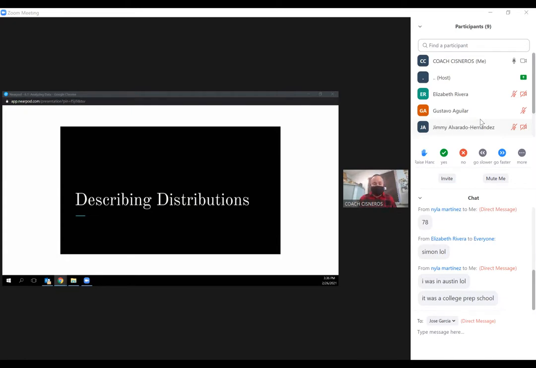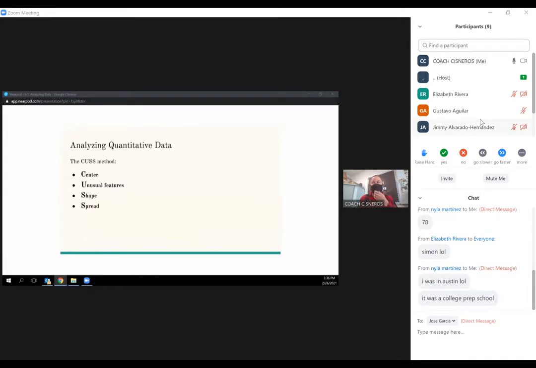So I'm going to get you guys to describe distributions, and these are 4 things that we're going to focus on. Look at this acronym that I have here. In order to analyze data and describe it, you're going to use the CUSS method. You're not going to cuss at me. You're not going to cuss at your friends or cuss on your paper. But you're going to use the CUSS method because that is the acronym that we're going to use. The C stands for center. The U stands for unusual features. The first S stands for shape, and the second S stands for spread.